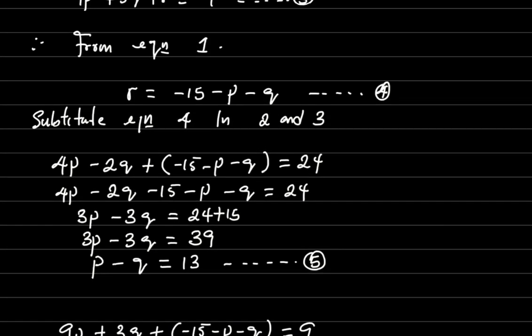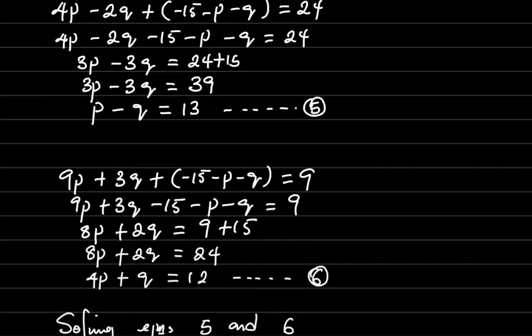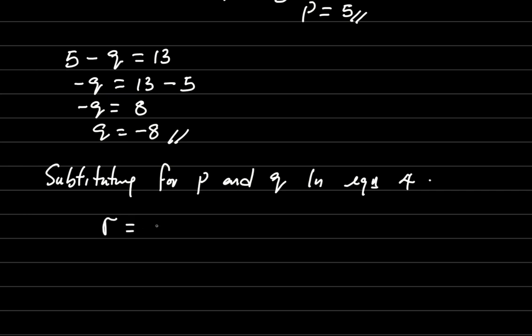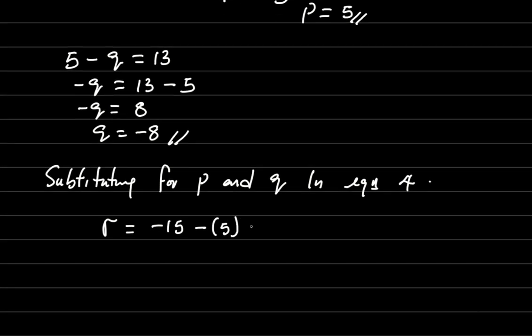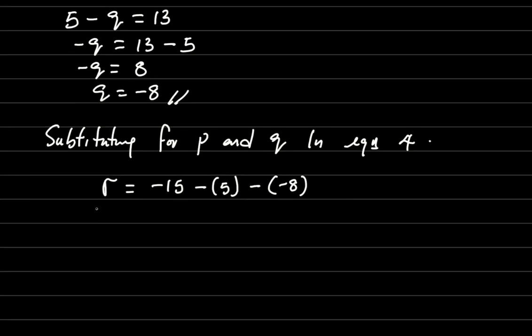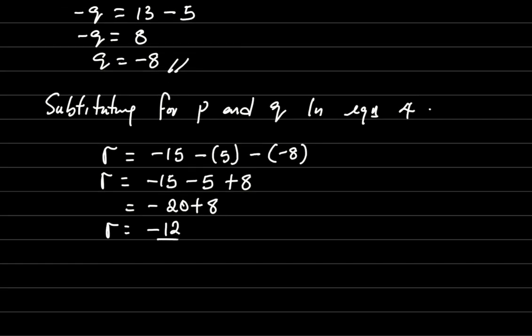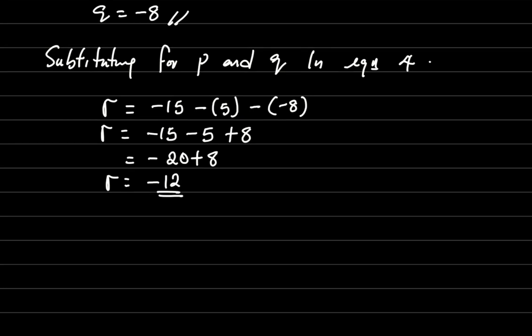So I've gotten q. Then let me go back to equation 4. Equation 4 says r is equal to minus 15 minus p minus q. Substituting for p and q in equation 4, I have r equals minus 15, then minus p is minus 5, then minus q is minus 8, so I have it this way. So r is equal to minus 15, then minus 5, then plus 8. This is going to be minus 20 plus 8, and my r is going to be minus 12.